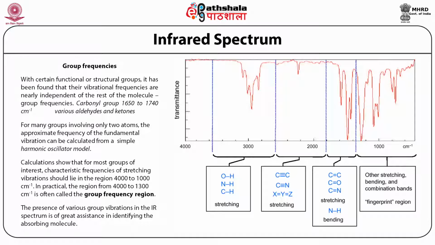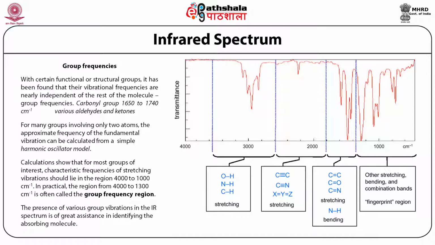With certain functional or structural groups, it has been found that their vibrational frequencies are nearly independent of the rest of the molecule. This is the group frequency. For example, the carbonyl group has a range of 650 to 740 per centimeter, and varies for the various aldehydes and ketones.